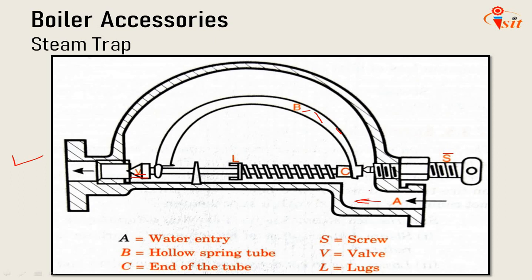The end C of the tube is held against the adjusting screw by the spring, one end of which presses against the lugs L fixed to the casing. So that is about the steam trap, which is used to trap the condensed steam from the steam pipes, steam jackets and separators.